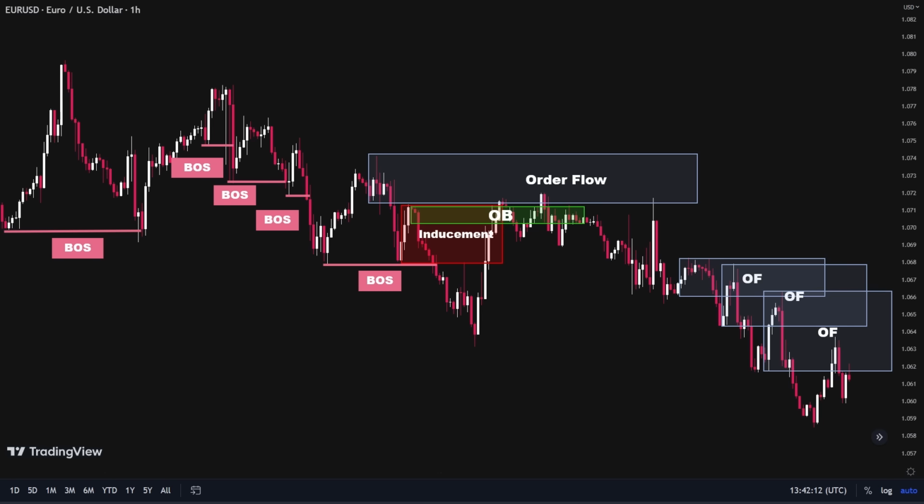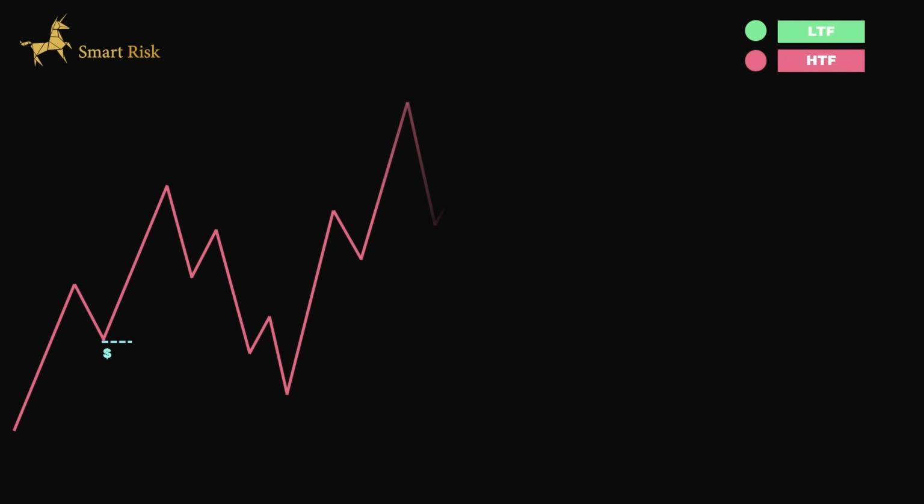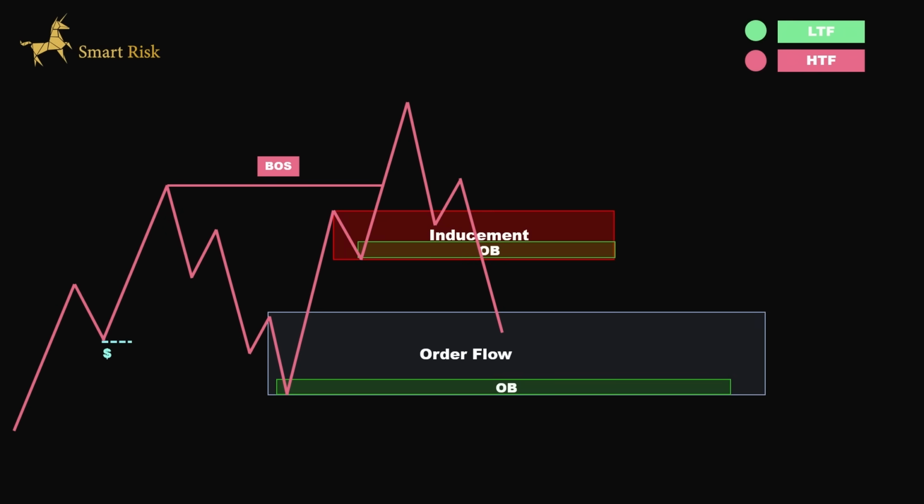In the next topic, we will explore how the order flow concept can be utilized to manage a profitable trading strategy and execute trades effectively. Suppose price has formed a bullish structure to the upside, as depicted in this example. By examining this structure closely, we can easily identify the order flows within it.